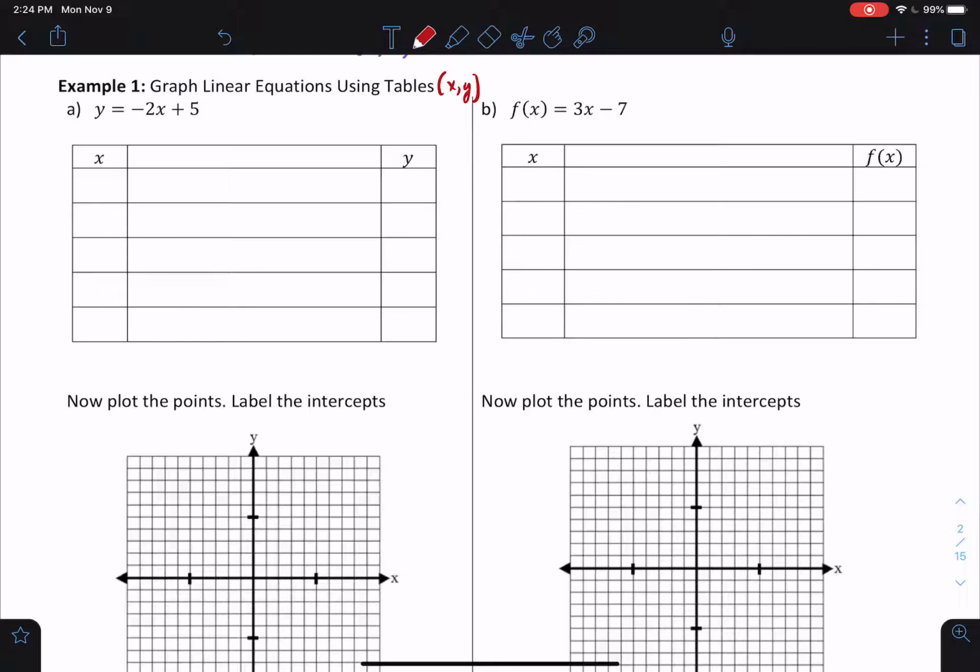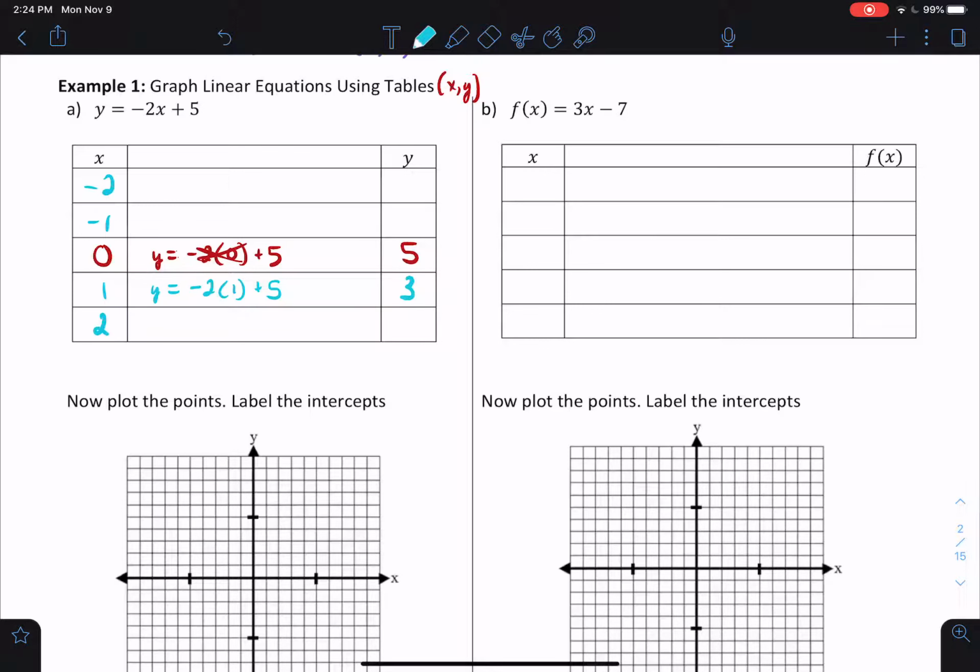I'm going to start by plugging in 0 for x in my middle column. So y equals negative 2, and instead of x, I'm going to plug in 0, plus 5. Negative 2 times 0 is 0, so that cancels out. 0 plus 5 is 5. So I get 0, 5. Next up, I'm going to plug in some points below and above 0. If I plug in 1, I get y equals negative 2 times 1 plus 5. Negative 2 plus 5 is 3.